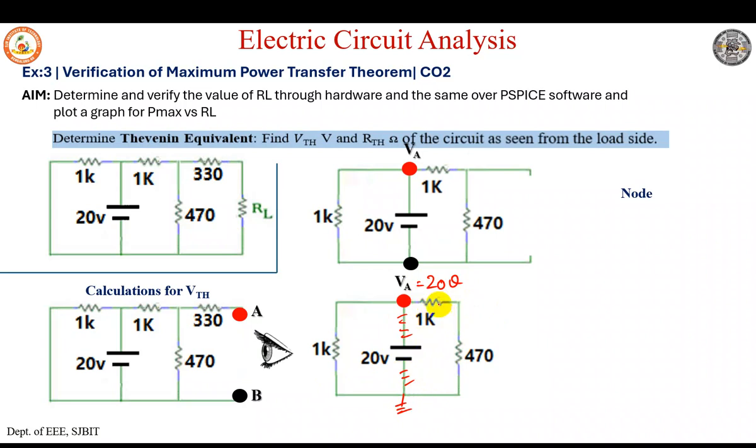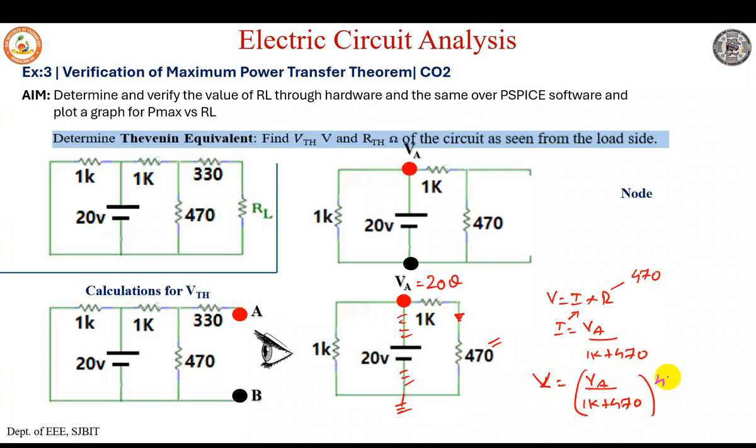So now as we found VA, we must find the voltage across this, right? How do we find voltage? So we know by Ohm's law V is equal to I into R, where the value of R is 470. And now how do I find this current going down? Now current going down by node is given as VA whole divided by 1K plus 470. Substitute this value of I, we get V is equal to VA divided by 1K plus 470 into 470.